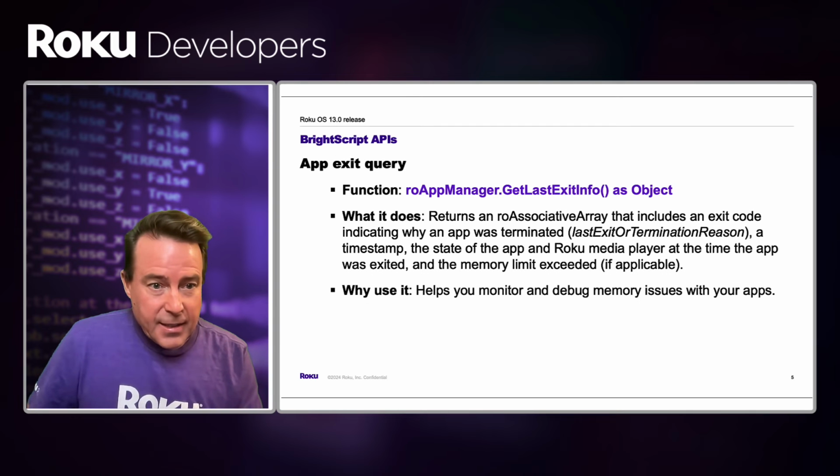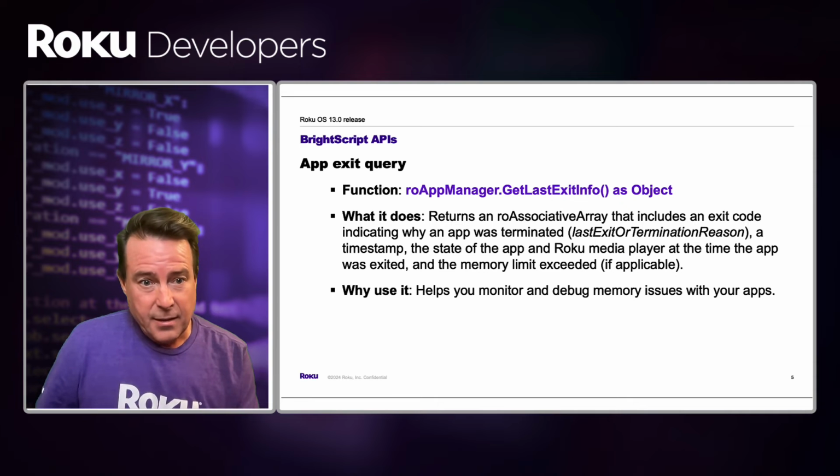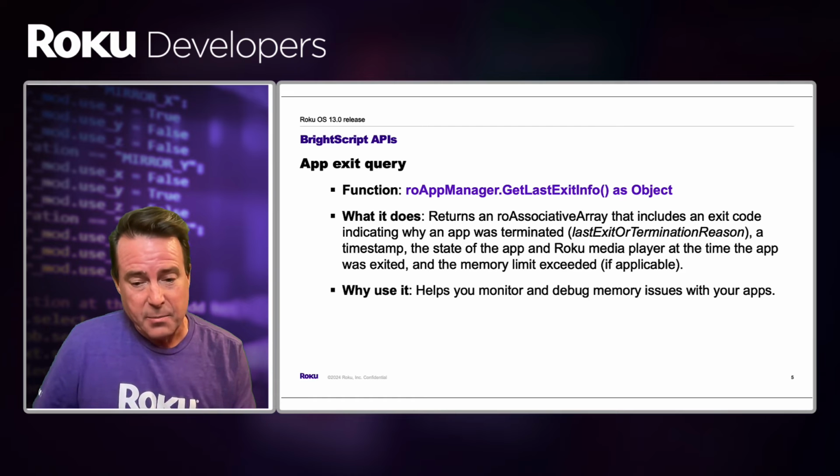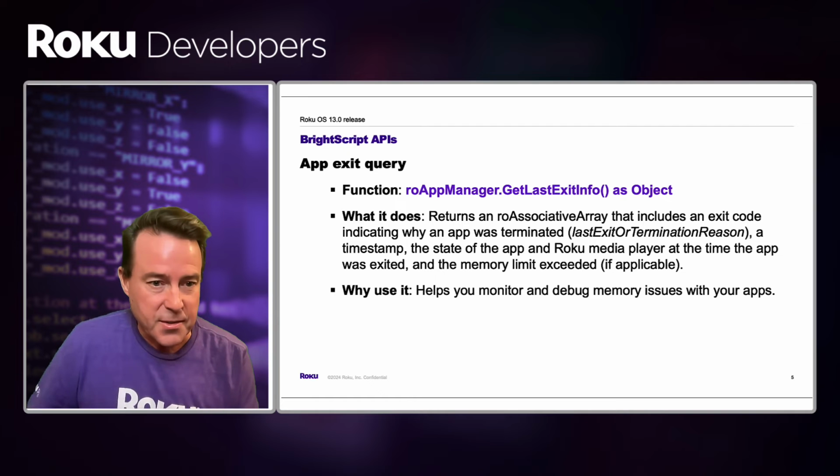the maximum amount of memory in the foreground and the background for that device. The next API is RO App Manager Get Last Exit Info. This method will return more detail about why the app exited. We've always had the last exit termination reason, which was a basic error code, but now we have an associative array with more detail. So we're going to give you more detail about why the app exited, because it may have exited due to lack of memory and was killed that way, or even a BrightScript crash. So there's more detail about those reasons.